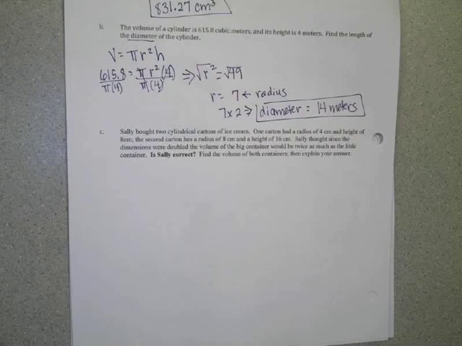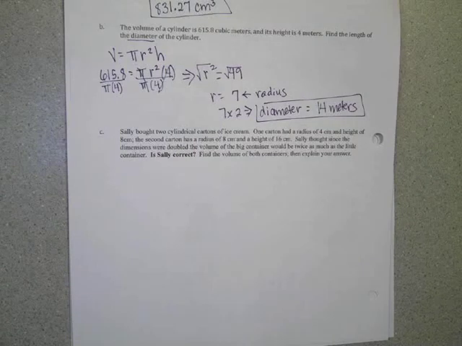It says Sally bought 2 cylindrical cartons of ice cream. That's kind of an interesting way to say how she bought 2 cartons of ice cream. I'm going to go buy 2 cylindrical cartons of ice cream today. One carton has a radius of 4 centimeters and a height of 8 centimeters, and the second carton has a radius of 8 centimeters and a height of 16 centimeters.